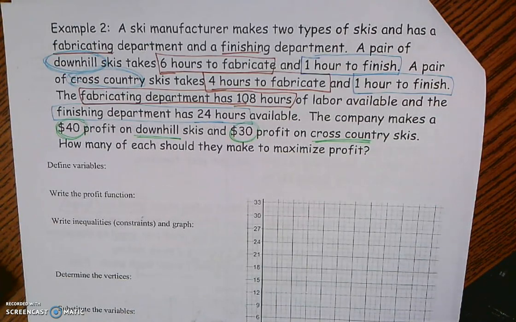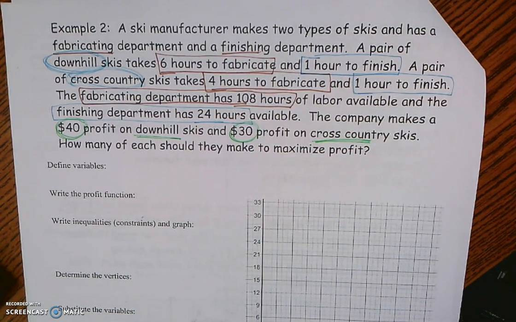Okay, example number 2. I already read through the problem and I squared and circled everything that I thought was important. I didn't necessarily use certain colors for certain things, and I got kind of confused on this one because if you read the beginning of the paragraph, it says that they have a fabricating department and a finishing department, and that made me feel like that was going to be my x and y.